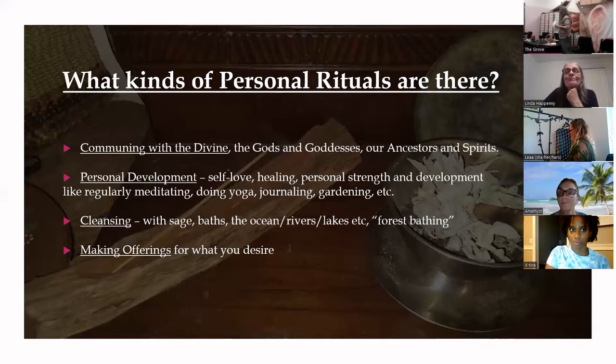And another kind of personal ritual is making offerings. Whether that's to the gods and goddesses you're working with, if you ask them for something, you should probably give them something in return. My teacher taught me that you don't get something for nothing. There has to be some kind of energetic, it doesn't have to be monetary, but there has to be some kind of exchange, you know? So if you ask for help, if you're able, you should somehow give back.